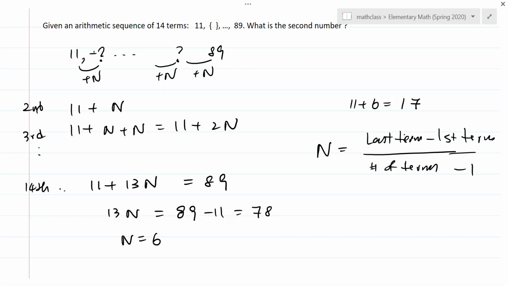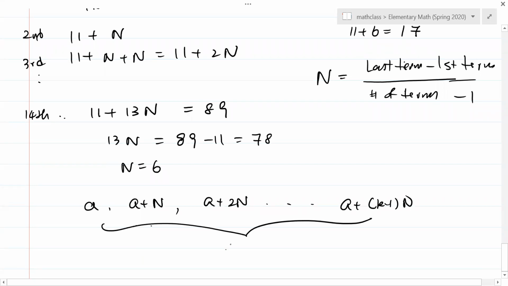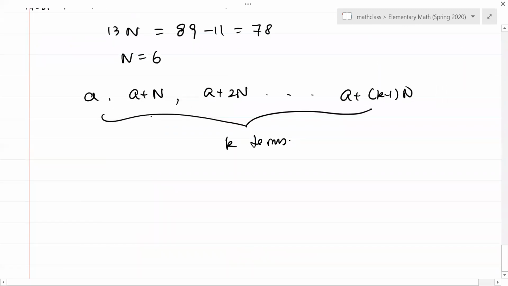Now in general, the first term here, and then the second term plus n, the third term plus 2n, and the last term is k minus 1. I mean, it's complicated. This is the last term, if we have k terms, but that's quite abstract if we deal with the numbers. Okay, now let's go back to have a quick review.